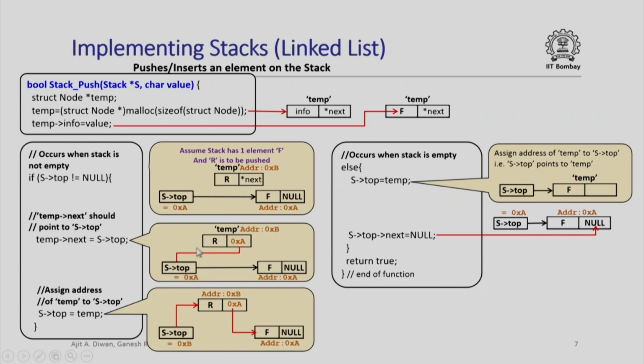However, S top must point to this in turn. So we set S top to temp, which is the temporary node that we had created. Notice now how the stack looks. S top points to this new node that we have inserted, and this new node in turn points to an earlier node. Therefore, a linked list of R followed by F gets created, and that is how our stack will look. So conceptually and for implementation, both are extremely simple and straightforward.